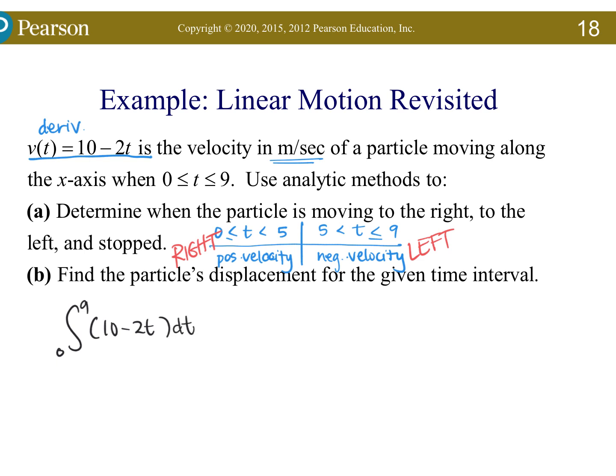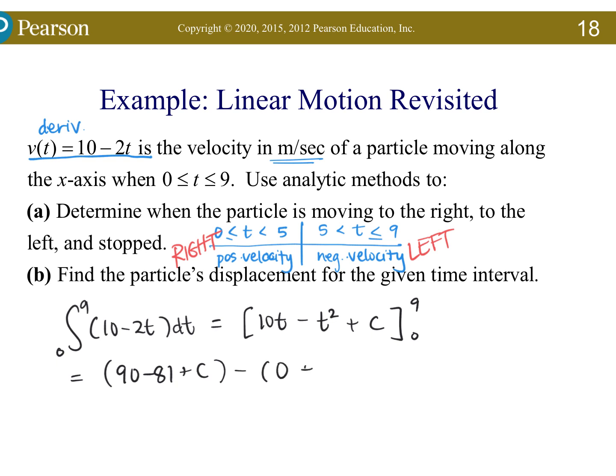That is displacement. We can do this without our calculator, either with geometry, because it's just a 10 minus 2t line, or you can do it with antiderivatives, your choice. I'm going to go with an antiderivative right now, 10t minus t squared plus c on the values of 0 to 9. So that'll be 90 minus 81 plus c, minus 0 plus c, so I get 9.